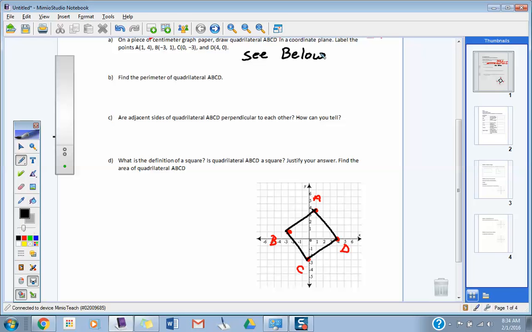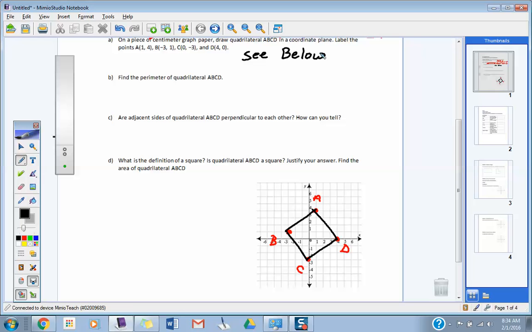Part B, the next thing they ask us to do is to find what, kiddos? Find the what? Perimeter. So I've got to find the distance around all sides, okay? Now, I'm going to be a nice guy today. Your distance formula, we're going to use a program to do this.